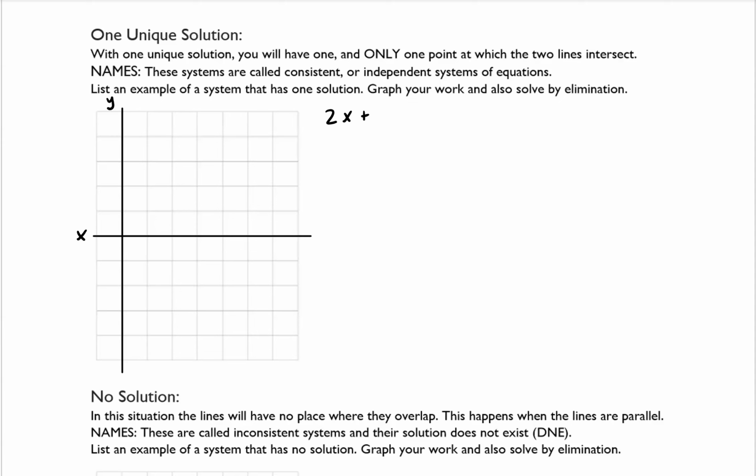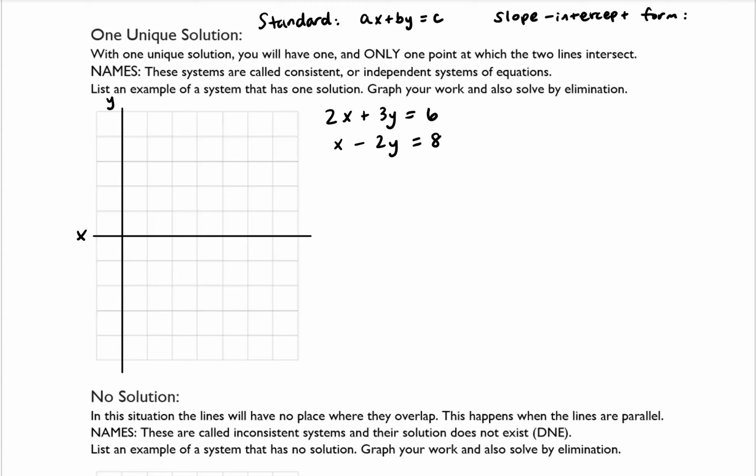So I'm going to start off with 2x plus 3y equals 6, and x minus 2y equals 8. Now, notice that these are not in the form that we are traditionally used to. These are in standard form. So just as a quick reminder, standard form looks like ax plus by equals c, and we are more used to using slope-intercept form, which is of the form y equals mx plus b.